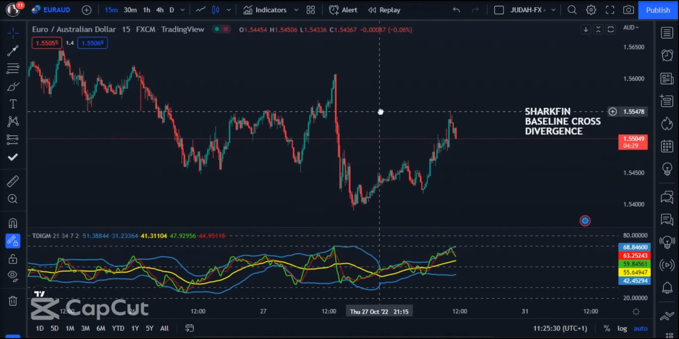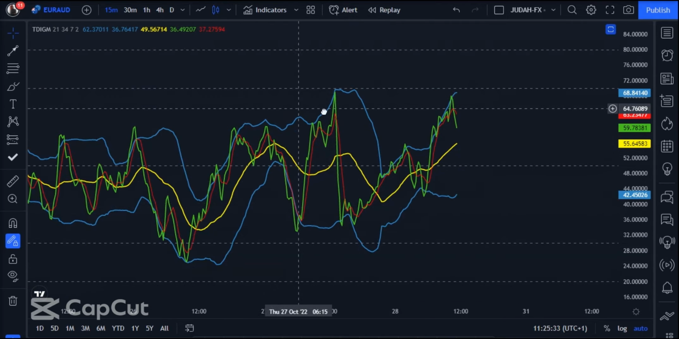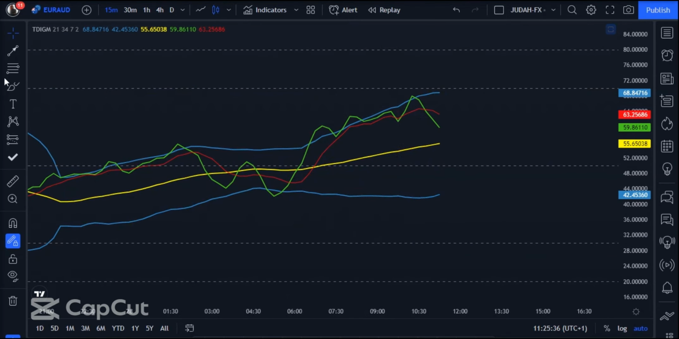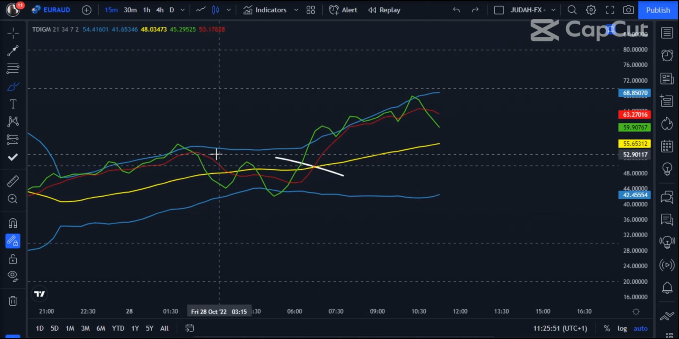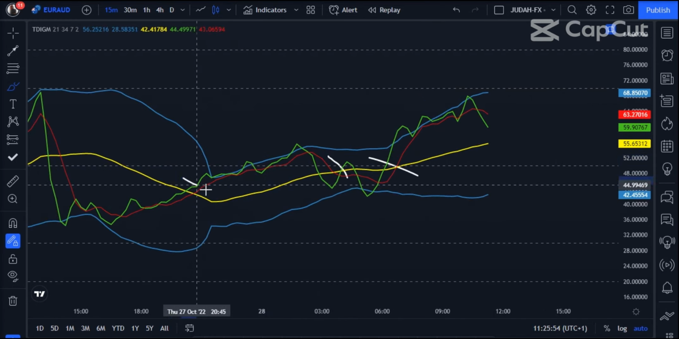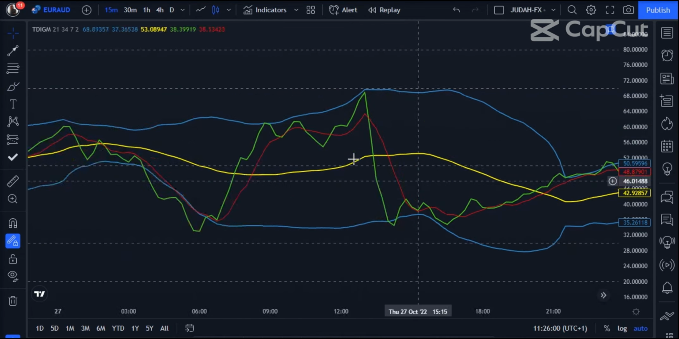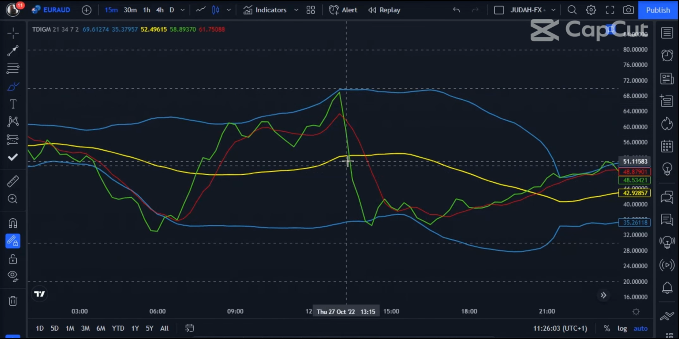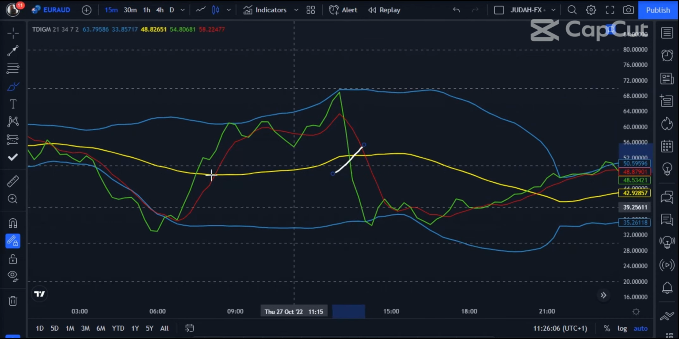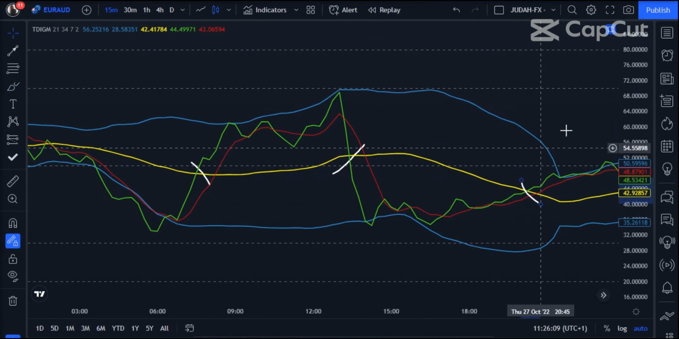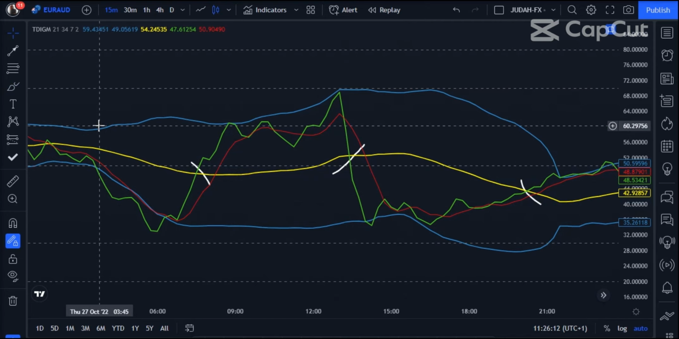So yeah, the baseline cross. This is basically when the RSI crosses over the baseline, which is this yellow moving average. When it crosses over this yellow moving average, the dynamic baseline, not the 50, this yellow one, you take a trade, either buy or sell. Here are just examples of that. As the RSI crosses over the baseline, you take a sell there. Here you take a buy. You take a buy here. And that's how it works. It's as simple as that.